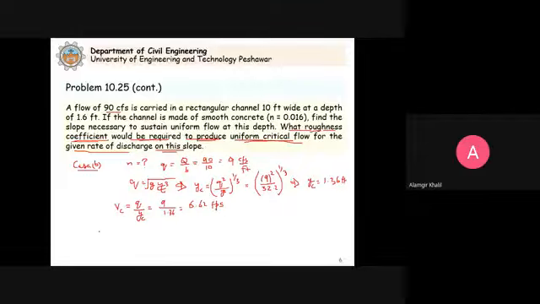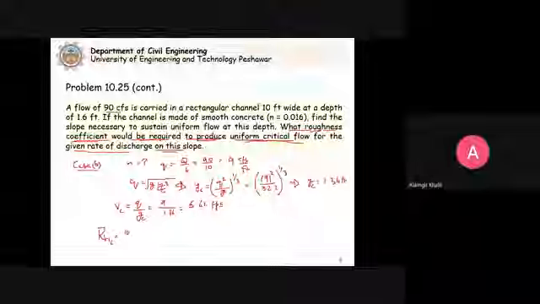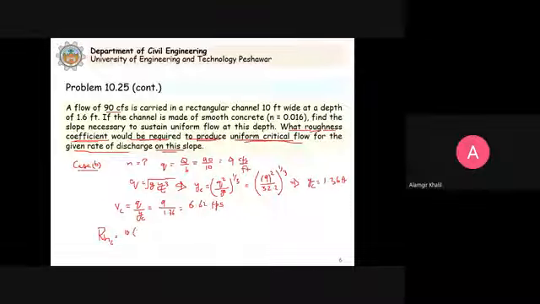Now we can easily calculate the hydraulic radius corresponding to this critical flow, because in the Manning's formula we have to calculate this now for the critical conditions. So this will be equal to 10 into the critical depth 1.36. So 10 is the width of the channel, and 10 into 1.36 is the critical flow area, divided by 10, the width of the channel, plus 2 times the critical depth. So that is equal to 1.069 feet.